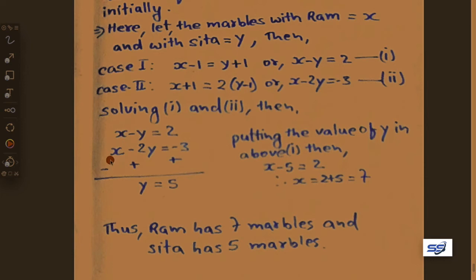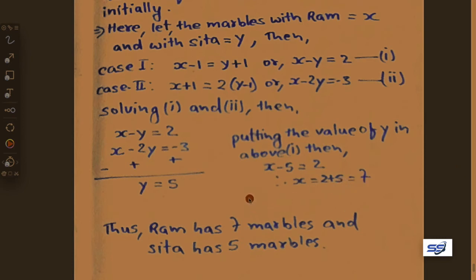x minus x is minus, and minus 2y as plus, and minus 3 as plus. Now x cancels, and minus y plus 2y is y. y equal 3 plus 2, 5. When we get the value of y, we can easily get the value of x. Putting the value of y in equation 1, we can put it in equation 1 or 2 as we like. Here x minus 5 equal 2, therefore x equal 2 plus 5 equal 7. Here we get y equal 5 and x equal 7.